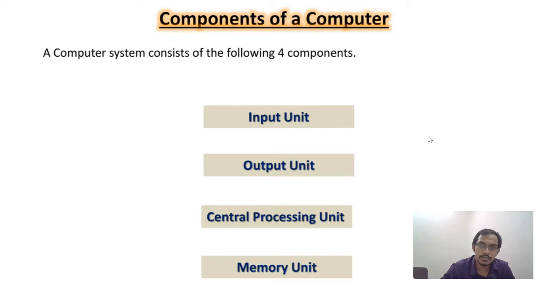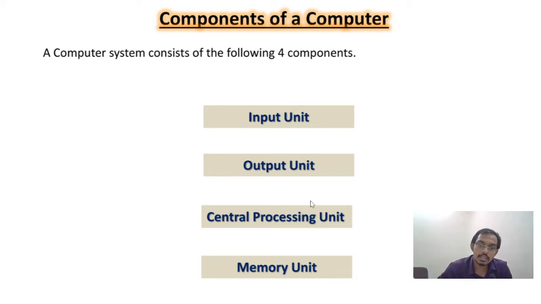Now we have to discuss the four basic components of a computer system. First is the input unit. Input unit is nothing but an input which can take information from us. Maybe we can say a keyboard is one kind of input, a mouse is one kind of input, and the output unit is something which gives some output from the computer, like your printer, like your monitor.